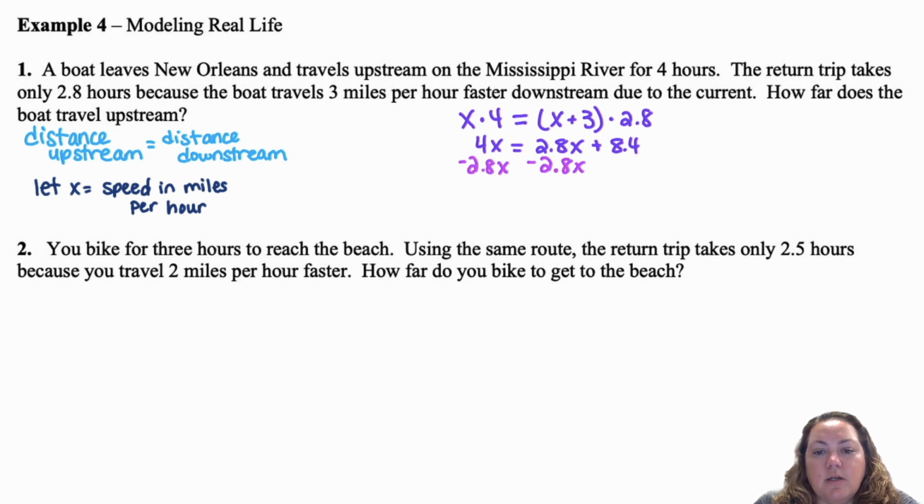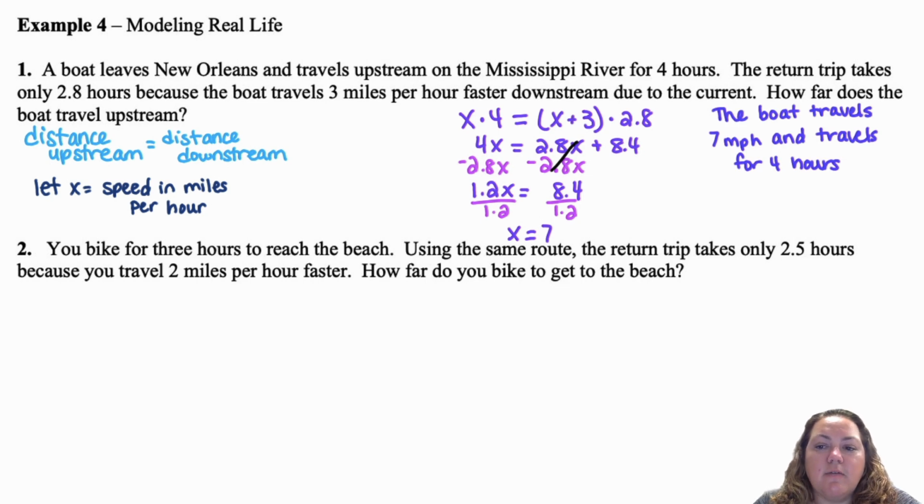All right, I'm going to subtract 2.8x to get the x terms on the same side. That cancels out. I get 1.2x equals 8.4. I'm going to divide by 1.2, and I get x equals 7. So the boat travels 7 miles per hour and travels 4 hours. All right, so they're traveling 7 miles per hour when they are going upstream, and then 10 miles per hour when they're going downstream because they have the 3 extra miles per hour.